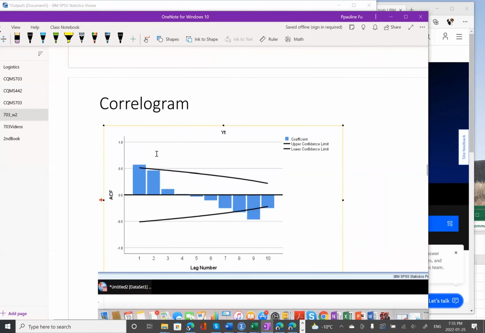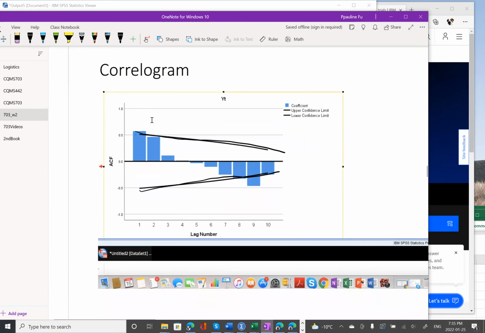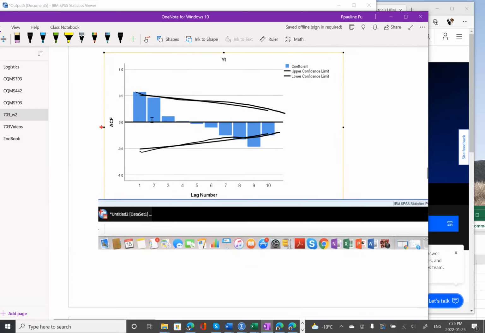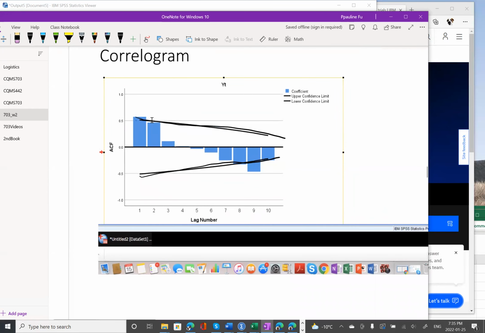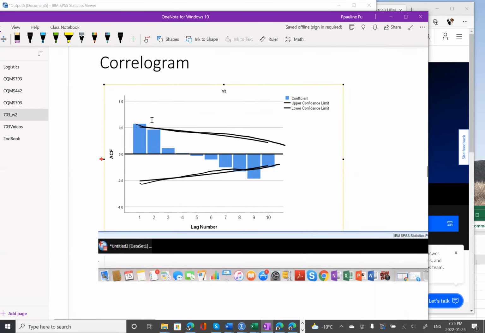This graph, by the way, we call a correlogram. This line here is the upper confidence limit, and this is the lower confidence limit. So if the data is beyond this limit, that is significant. For example, R1 is significant because it is beyond this line.